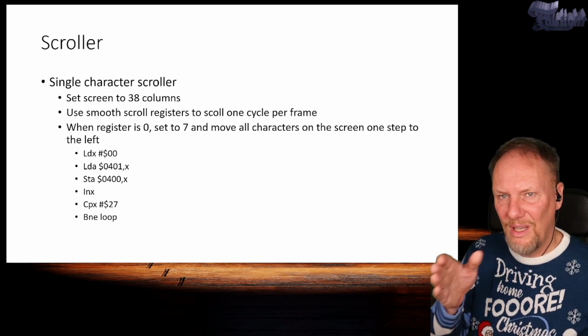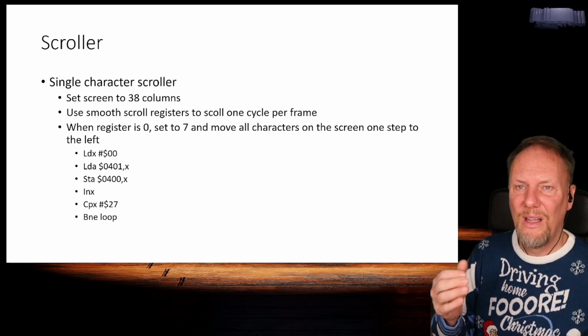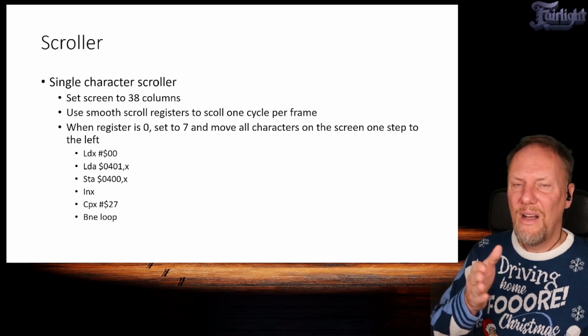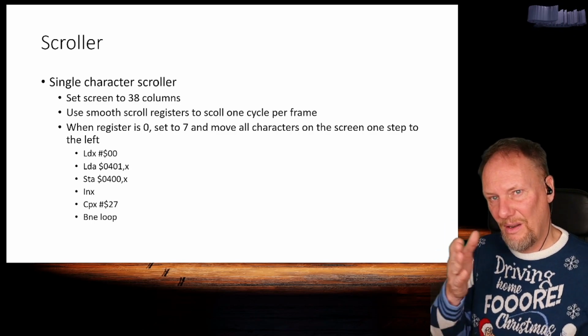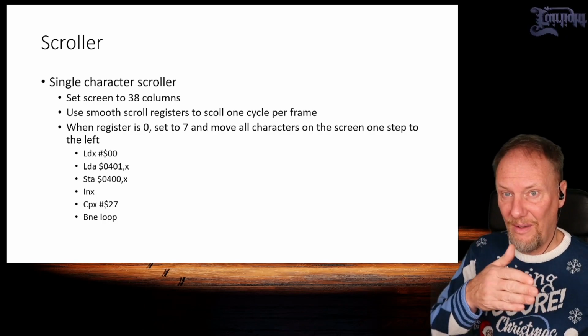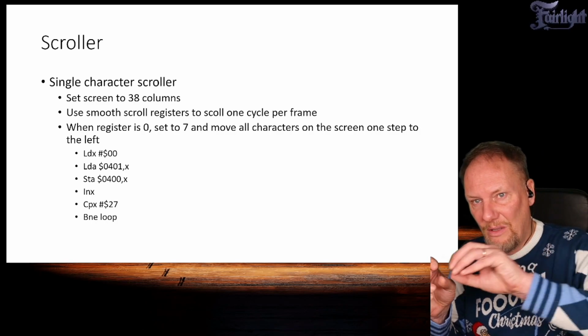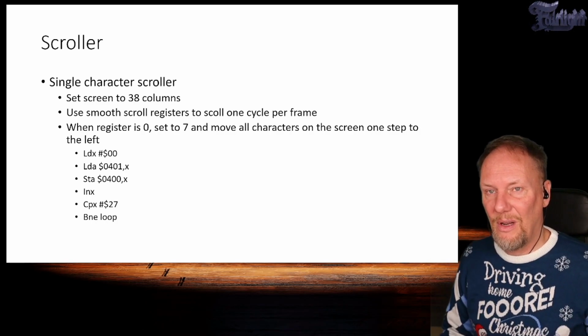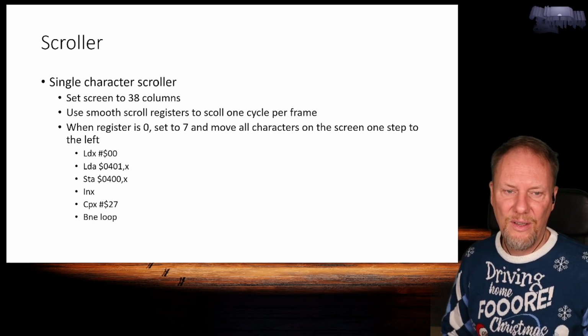and then you set it to 6, and you wait until the next screen, and then it's 5, and then you wait to the next screen, all the way down to 0. And then the next screen, you cannot go lower than 0. Then you need to set it to 7, and then you need to move all the characters one step to the left. And then you do a loop such as this one, LDX #0.